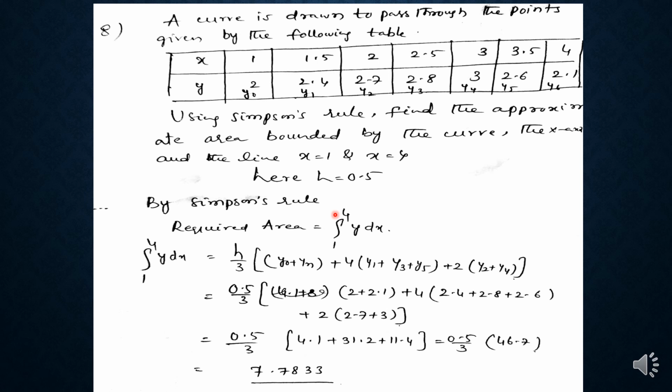That can be written as the integral from a to b of f of x dx equal to h by 3 into y0 plus yn, plus 4 into y1 plus y3 plus y5 and so on up to yn minus 1, plus 2 into y2 plus y4 plus y6 and so on up to yn minus 2. So this is the formula for Simpson's rule. By using these two rules, we can find the integrals.